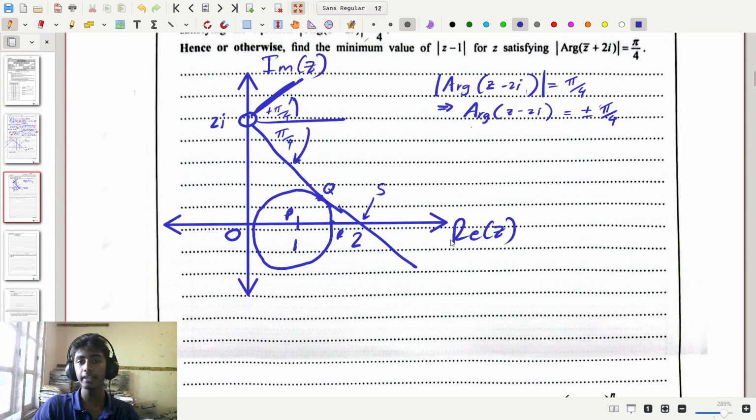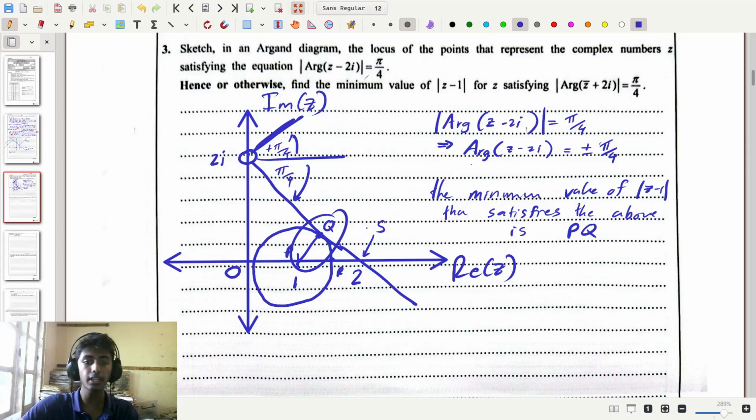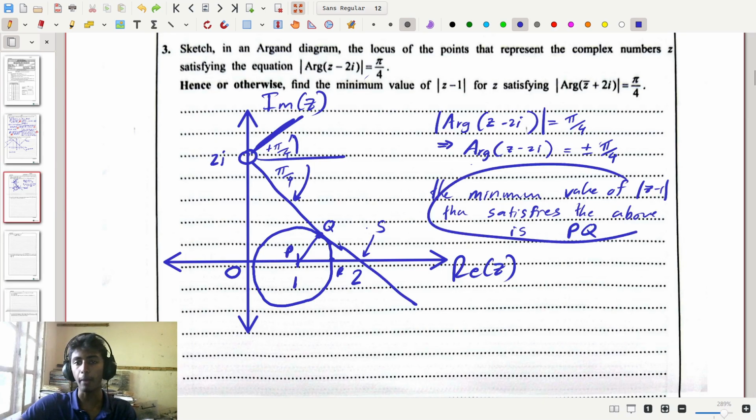So now let's take these points and let's establish some connections. So first off, the main connection is the connection of this length PQ and what we're looking for. The minimum value of the thing we're looking for, which is the modulus of z minus 1, that satisfies this equation here, which I'm just going to write as satisfies the above, since I don't really want to write it again, is PQ. Since we've just drawn it like that, and that is what we're looking for. So the length PQ is equal to the minimum value of the modulus of z minus 1 that we've been looking for. So we're establishing the connection.